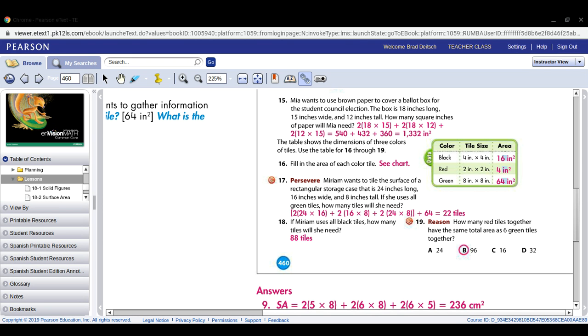Number 16, fill in the area of each color tile. So basically, if you look on the right, they show it in the table. The block, 4 times 4 is 16, 2 times 2 is 4, 8 times 8 is 64. Make sure they're all square units.